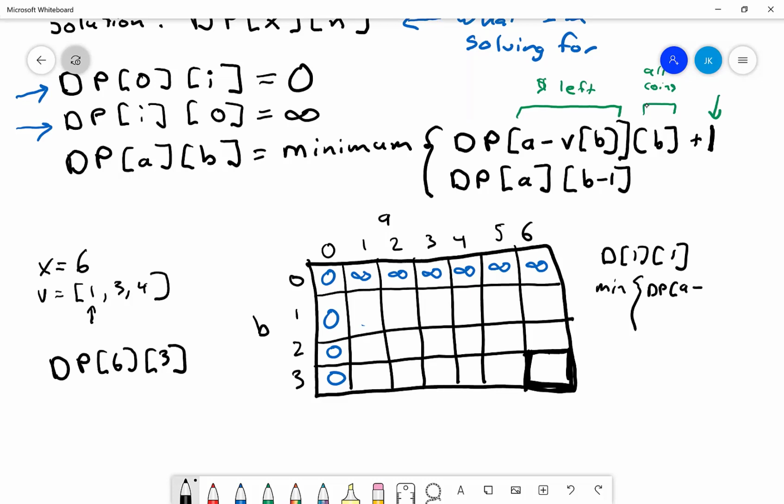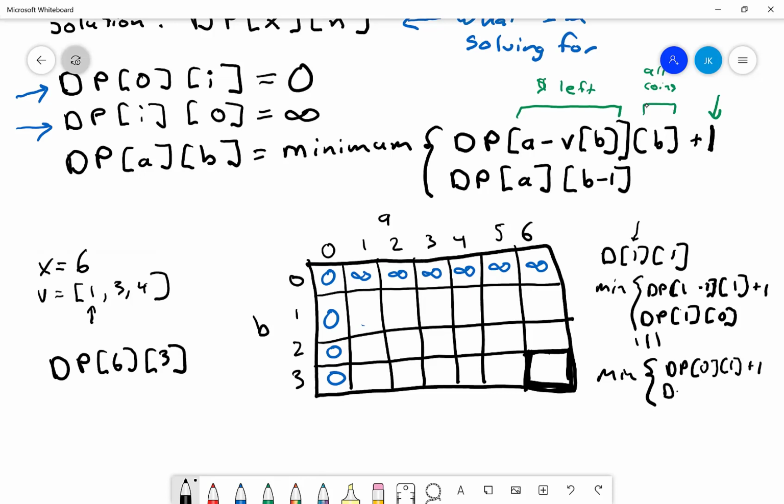So this is going to be dp of a minus 1, which a in this case, notice a was 1 here. So that's actually dp of 1 minus 1. And then b, which is still 1, plus 1. Or the other option is we don't use that coin, and so we're still left with 1, and we have 0. Okay, so what that means is this is equivalent to the minimum of dp of 0, 1 plus 1, or the dp of 1, 0.